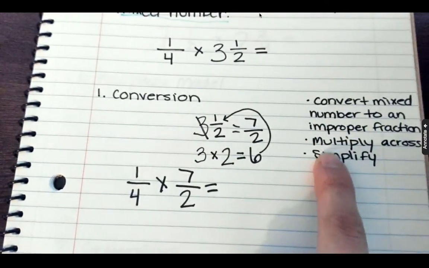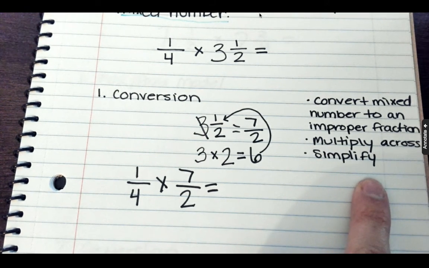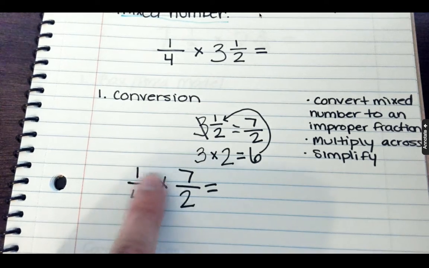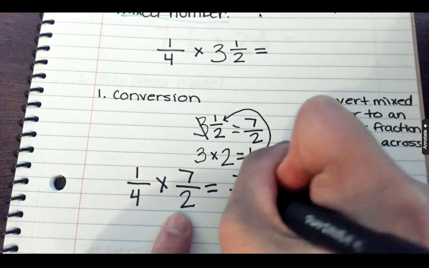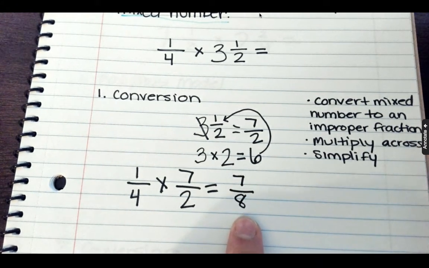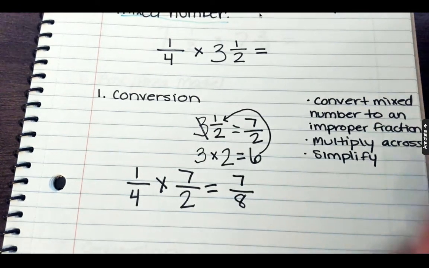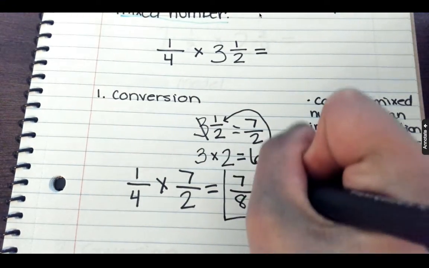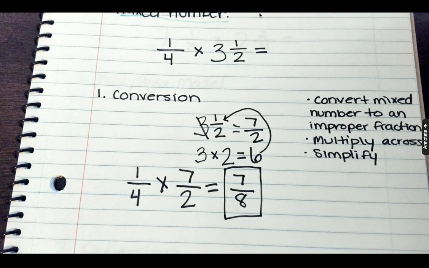So after I convert, I now just multiply across. And then I'm going to simplify. So multiplying across, 1 times 7 is 7. 4 times 2 is 8. So 7/8. Now 7/8, I can't simplify, so I would just leave it as it is. So my answer is 7/8. So that's the first method: converting mixed numbers to improper fractions and then multiplying them.